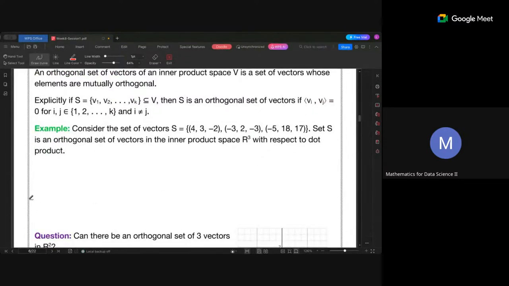Now consider the set of vectors given here. The set S is claimed to be orthogonal with respect to the dot product. Can you verify this? Let us call them v1, v2, v3. What is the dot product of v1, v2, then v2, v3, then v1, v3? Can you verify the dot product here? v1, v2 is 0. v2, v3 goes to 0. And v3, v1 is 0. Right? So you see that this is now an orthogonal set. Okay? Fine.